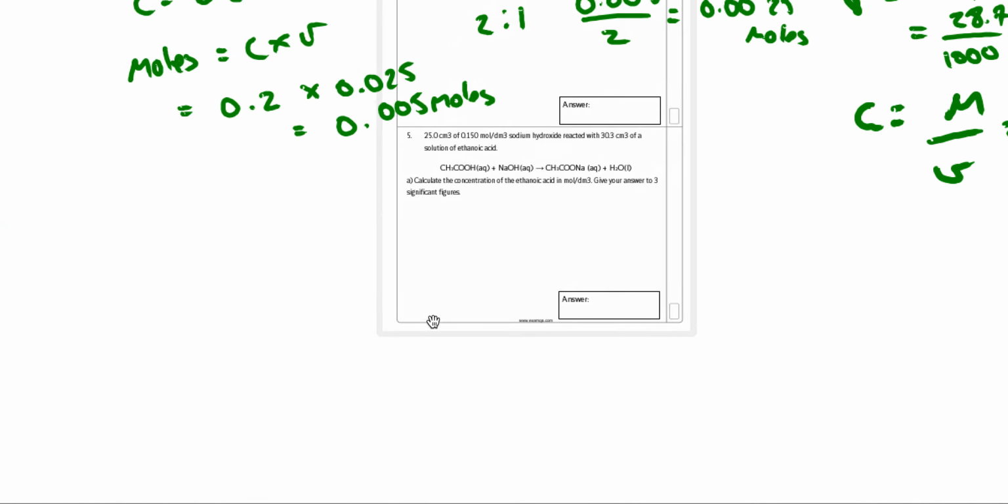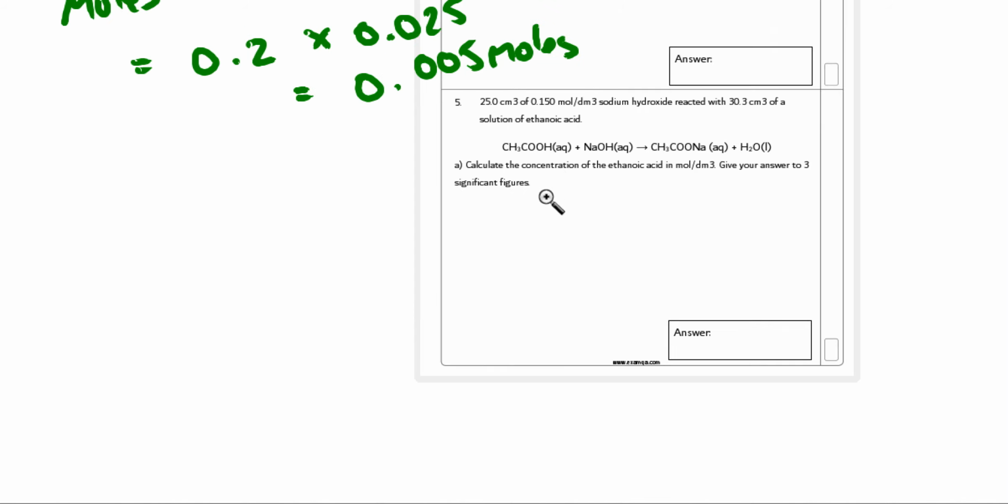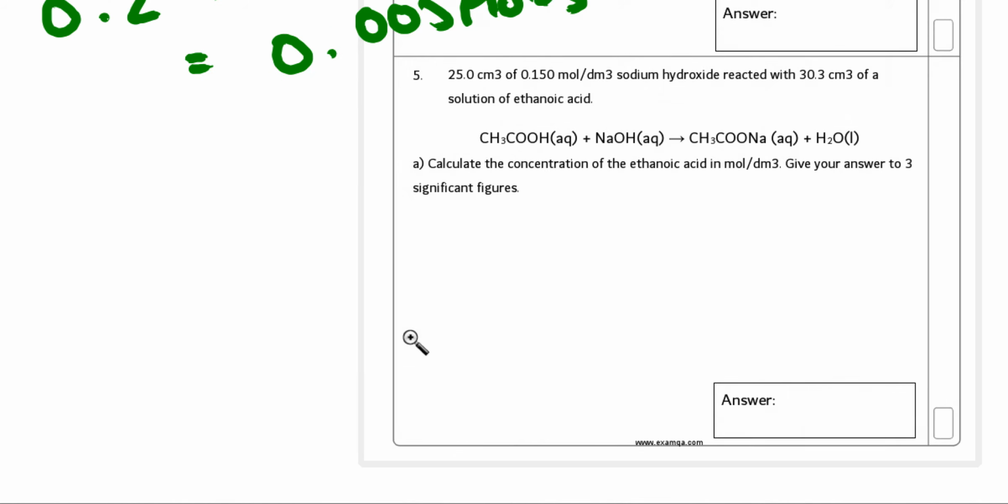Okay, let's move forward to question 5. Calculate the concentration of ethanoic acid in moles per decimeter cubed, giving your answer to 3 significant figures. So, in this situation, again, very similar, same method all the way through. Start off with what you know, sodium hydroxide, NaOH. Also pause the video if you haven't already to try the question.